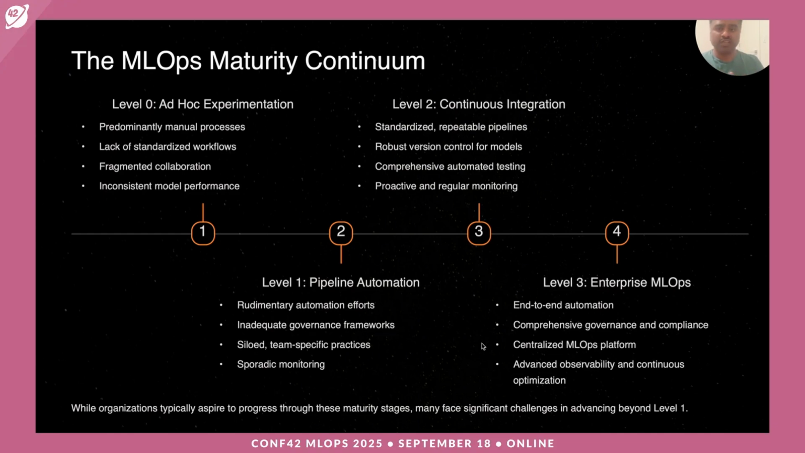People just start with something new, and it is purely manual with no standardized workflows at all, and fragmented collaboration. People collaborating is also mostly fragmented in a way. And there are no desired metrics or success metrics defined, and model performance also lacks a lot, right?